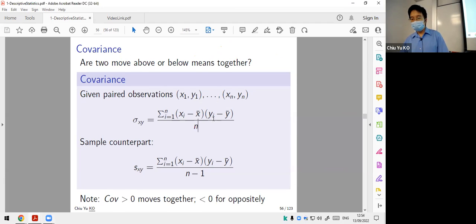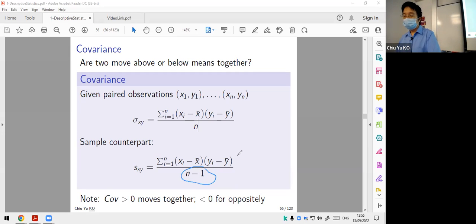So this is almost the same as the variance, right? But instead we have another y observation. And same here, the sample counterpart is also the same. It's just divided by n minus 1. This adjustment factor here. And now we also explain in topic 5 why we have n minus 1.